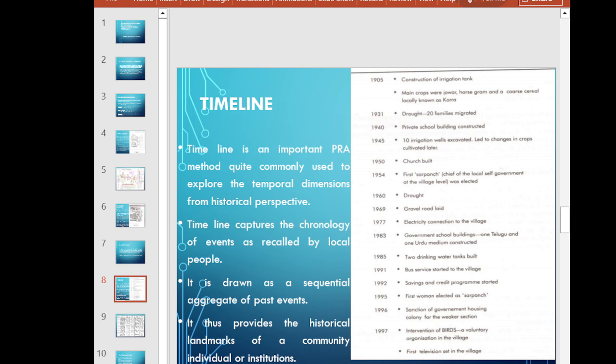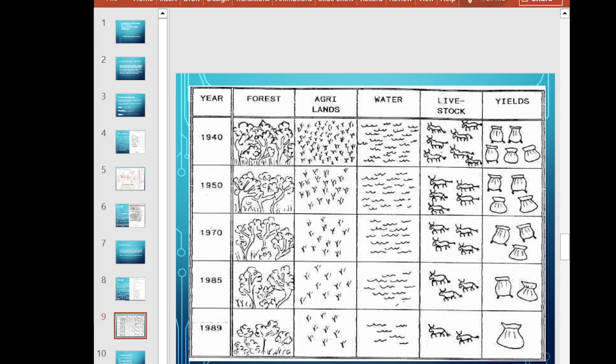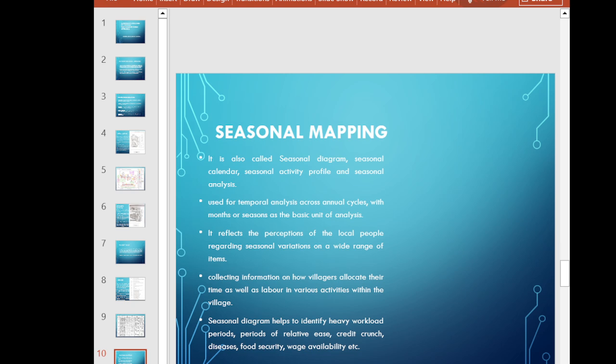It captures the chronology of events as recalled by local people. It is drawn as a sequential aggregation of past events. Therefore, it provides the historical landmarks of a community, individual, or institutions. This is an example of a timeline or a historical transect.